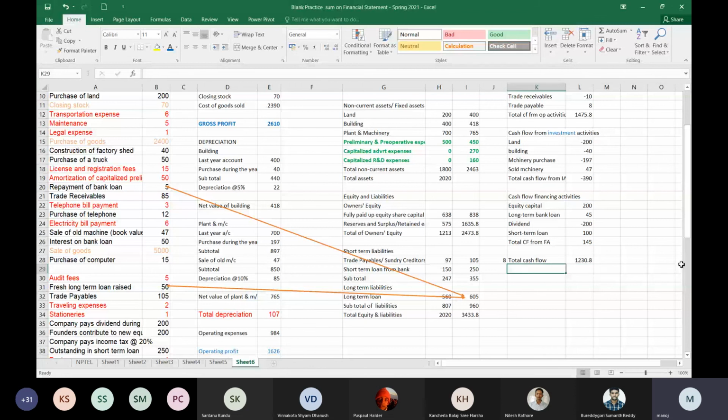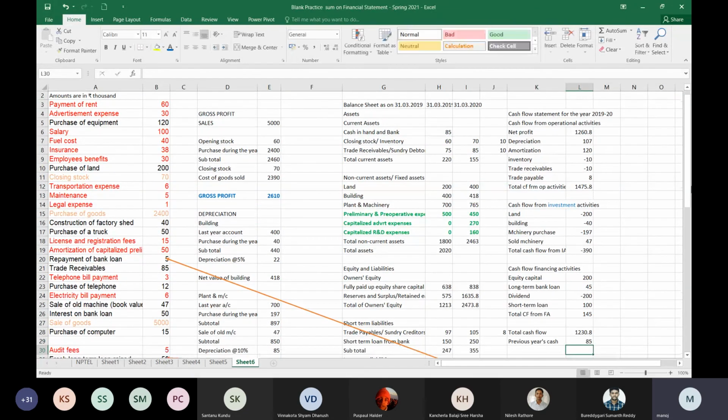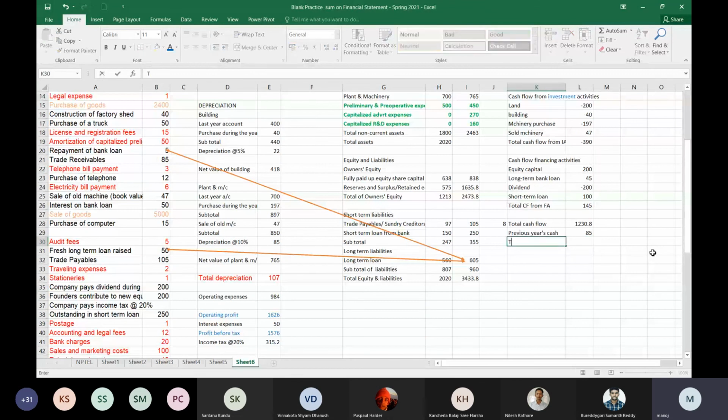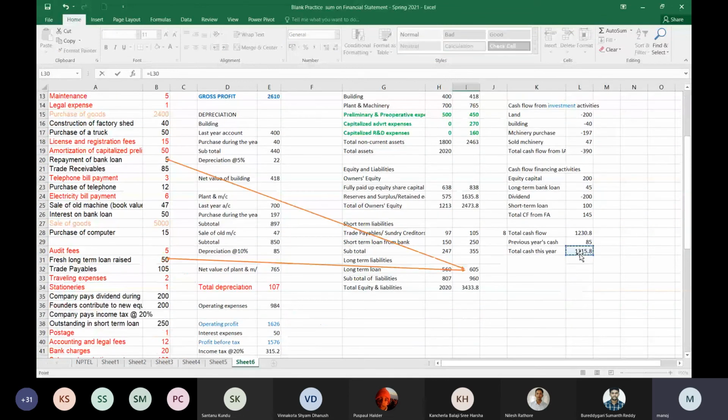Now add with that previous year's cash balance. This is nothing but you get it from the balance sheet. Previous year it was this. So we get this year's cash position. Total cash this year at the close of business is equal to previous year's balance plus current year's balance, which becomes this 1315. This goes here. The cash position here is equal to this one.